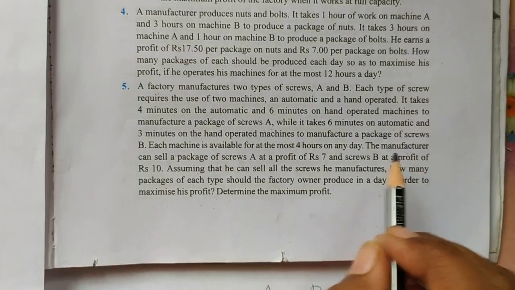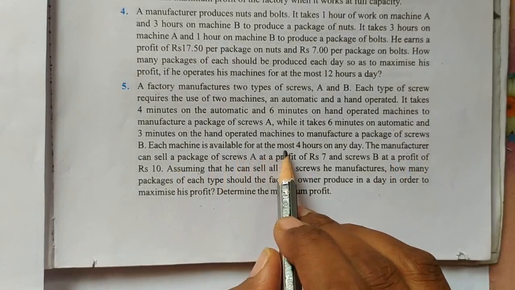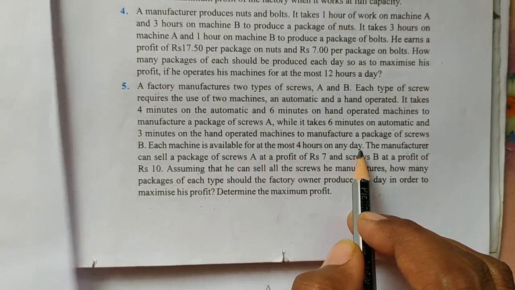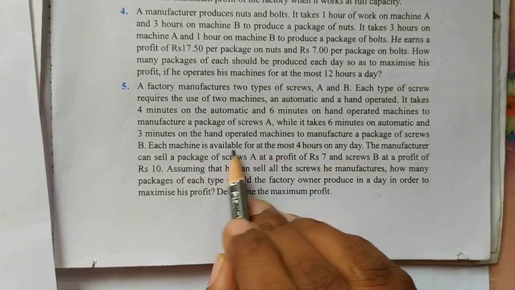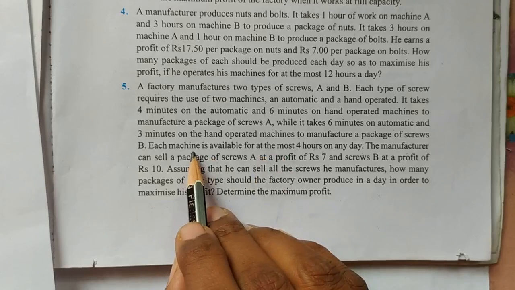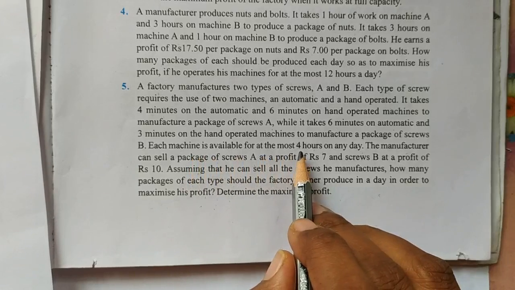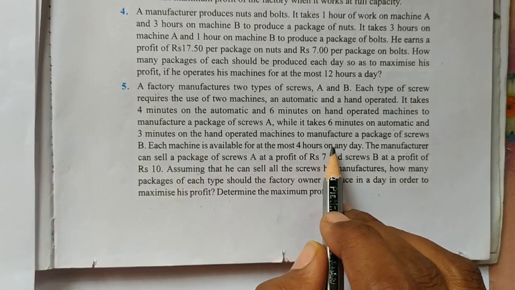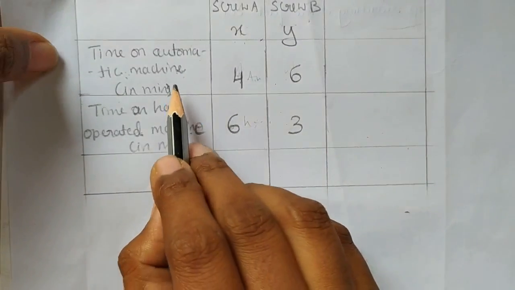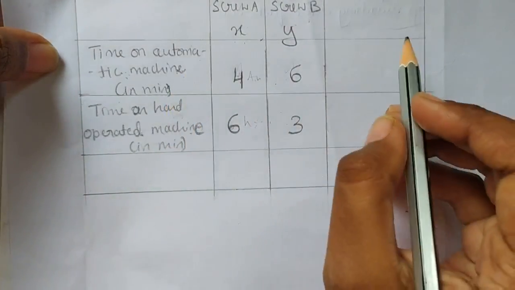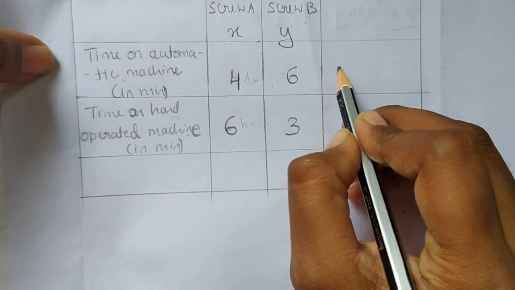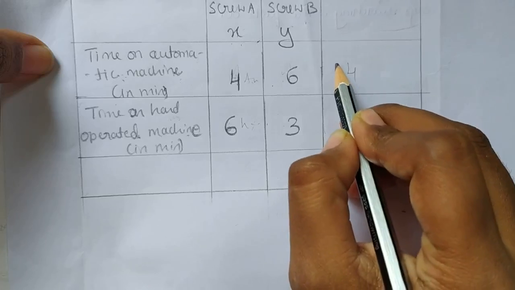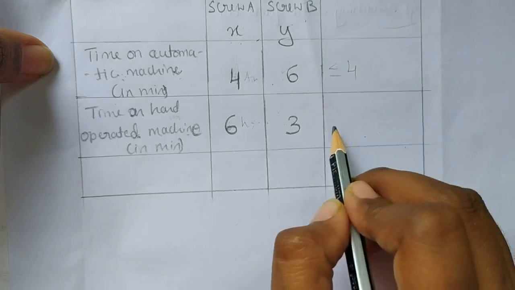Next, each machine is available for at most 4 hours on a day, on any day. So, here we have a restriction that we can use the machine only up to 4 hours. Maximum availability of the machine is 4 hours. Each machine, both automatic and hand operated machine, can be used maximum for 4 hours. Maximum means less than or equal to, within 4 hours.